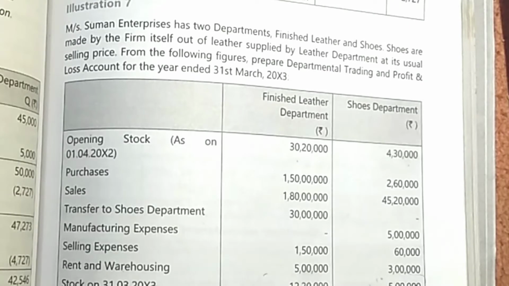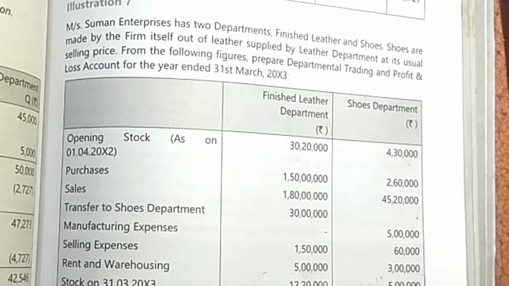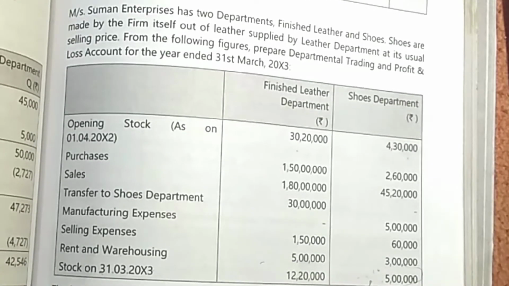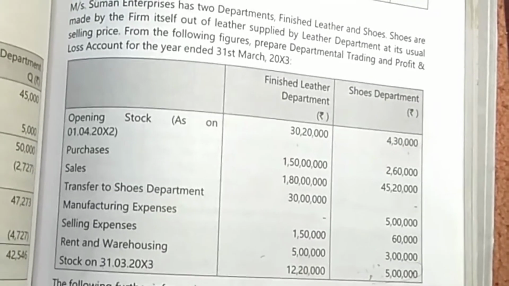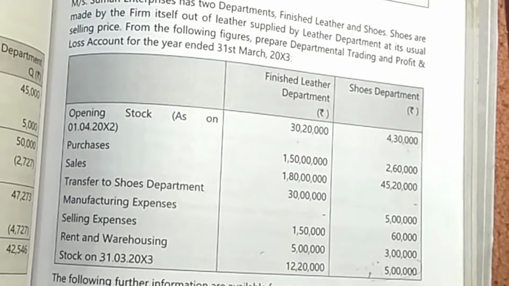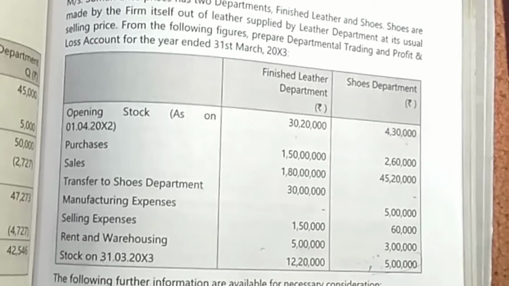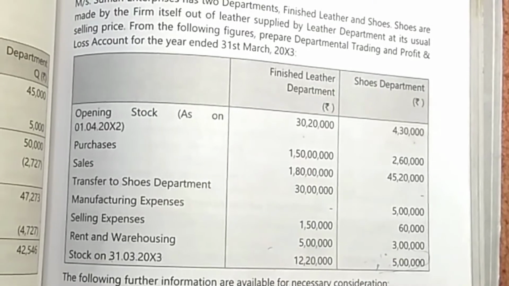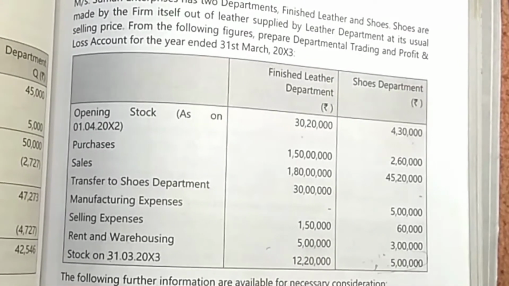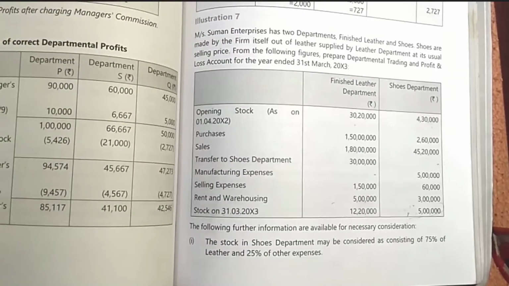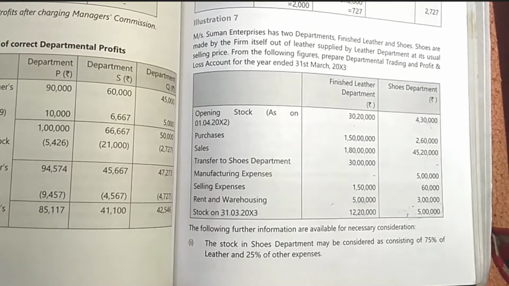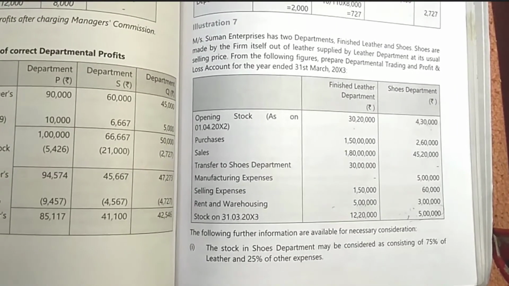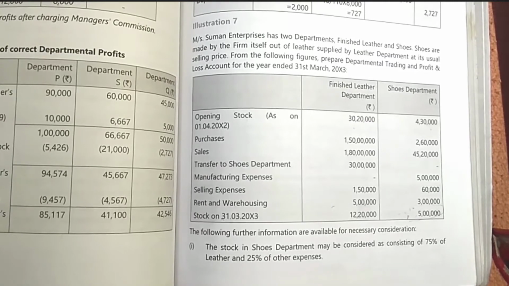Illustration 7. Mrs. Suman Enterprises has two departments, finished leather and shoes. Shoes are made by the firm itself out of the leather supplied by the leather department at its usual selling price. From the following figures, prepare departmental trading and P&L account for the year ended 31st March 2013. Opening stock of both the departments, purchases, sales, transfer to shoe department, manufacturing expenses, selling expenses, rent and warehousing, stock as on 31st March 2013. Further information is available for necessary consideration.